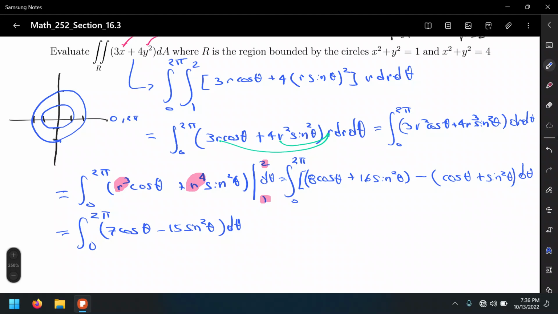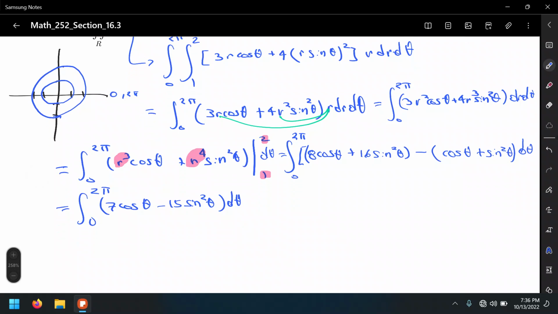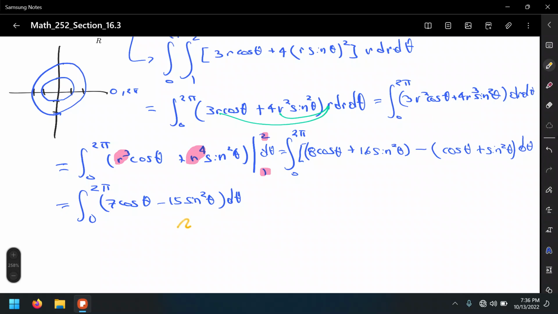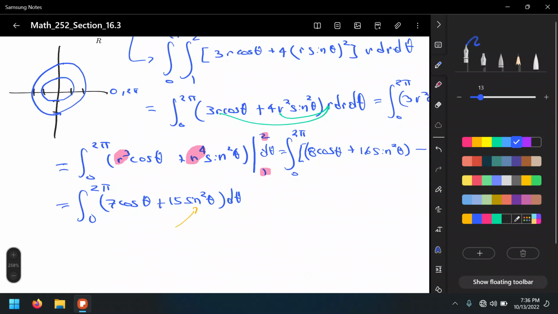So let's integrate each term. Well, the integral of cosine, that's going to be sine. But how about integrating sine squared? Can we integrate sine squared right away? No, right? We'll have to use a trigonometric identity in this case. Let me write that down below. So, plus 15 sine squared, yes, that's what I meant. Plus 15, thank you. So we will have to use 1/2 in this case, minus cosine 2 theta.